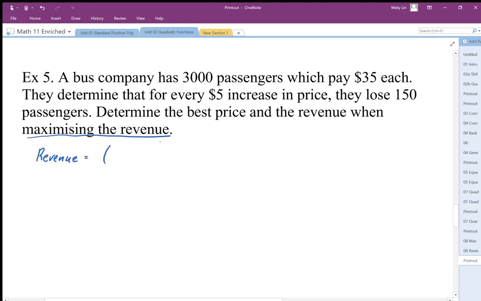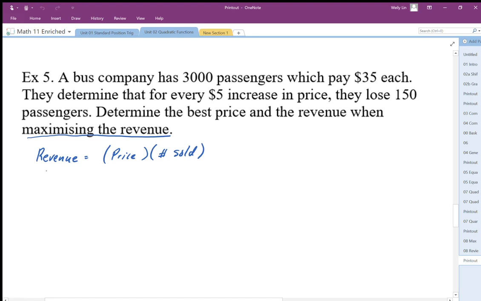Okay, and the revenue equation is the price times number sold. Then to come up with the price, we need to look at the relationship. The initial price is $35, and we're going to increase it in groups of $5. Our number sold is the passengers, and we're going to decrease the passengers in groups of 150.